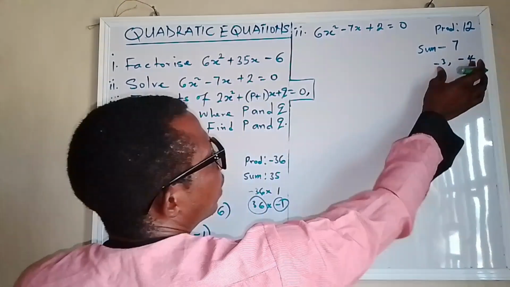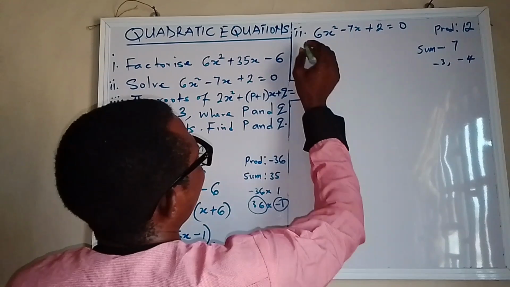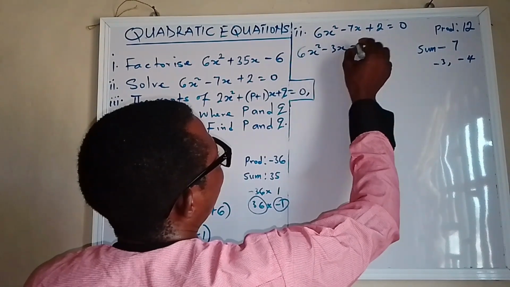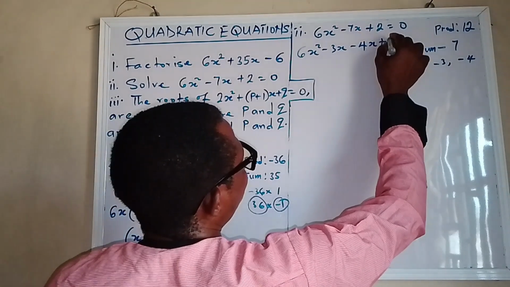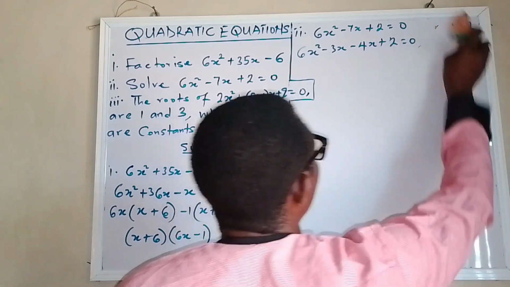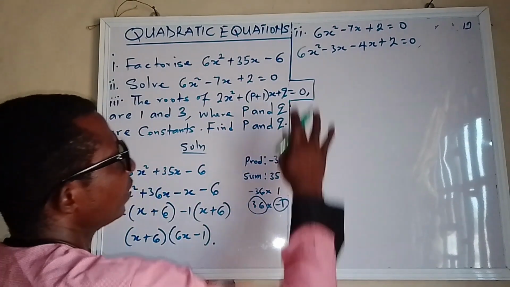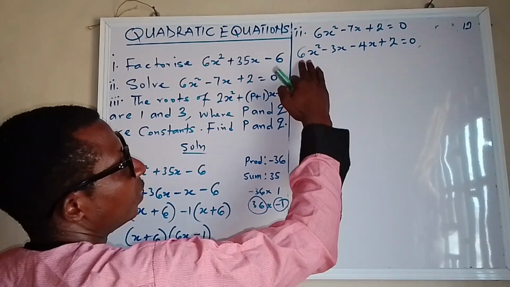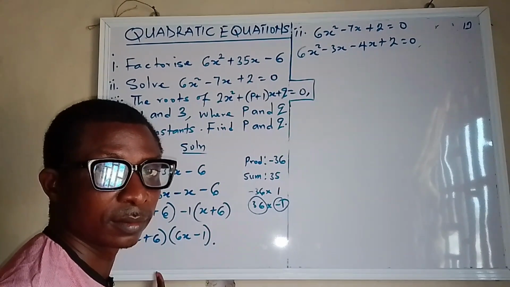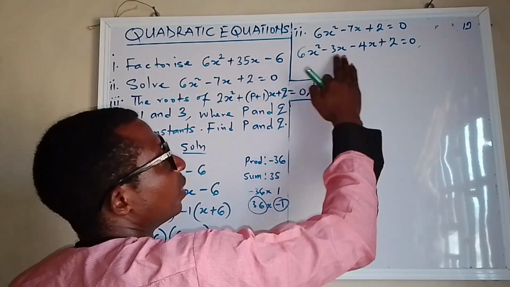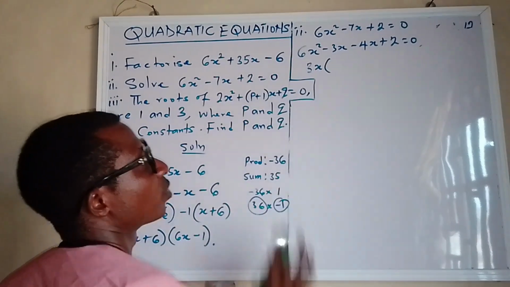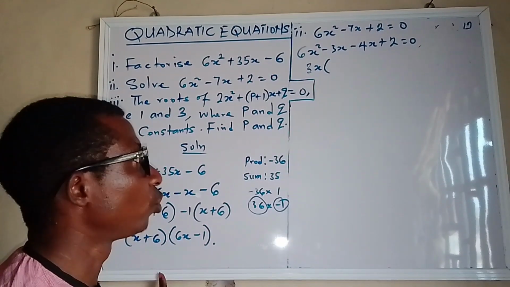Okay, so we incorporate these numbers into this equation. So we have 6x squared minus 3x minus 4x plus 2 equals 0. Okay, so now the next thing is to look for a common factor. When you look at this and this, the common factor here is 3x. 3x can go here, 3x can go here. So we have 3x. When you divide 6x squared by 3x, you have 2x.